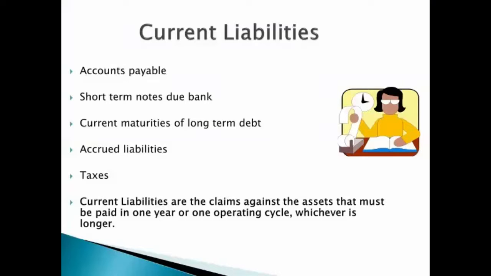All right, current liabilities. Now, sometimes when I'm talking about these things, I give my examples. I may repeat myself and jump ahead, but it kind of all ties in. So here we've got accounts payable. Now, again, I'll jump down to the bottom. If current assets are everything that's going to be in the first year, current liabilities are the claims against the assets that must be paid in 1 year, or one operating cycle, whichever is longer.